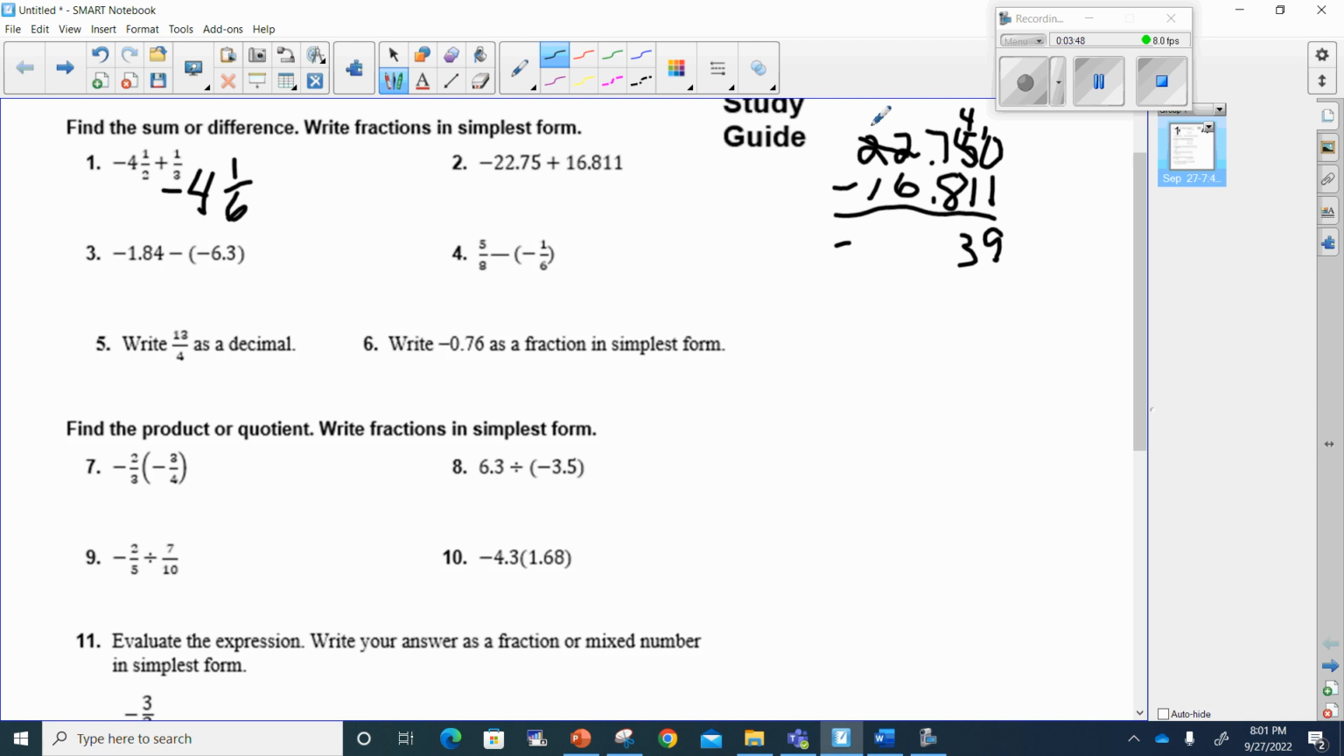And I'm going to take 22 and make it 21. And that's 17. 17 minus 8 is 9. My decimal comes down. I have 21 minus 16. Well, I'm going to borrow 1 from here, making that 11. 11 minus 6 is 5. 1 minus 1 is 0. So this is negative 5.93.